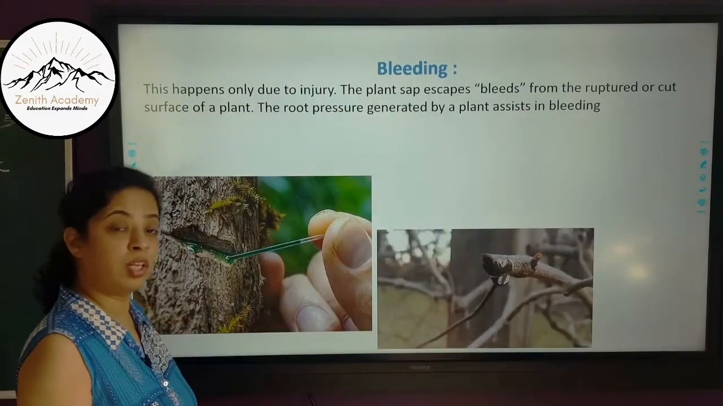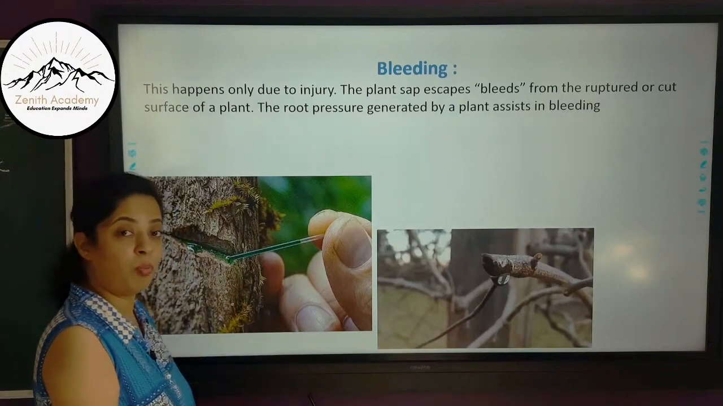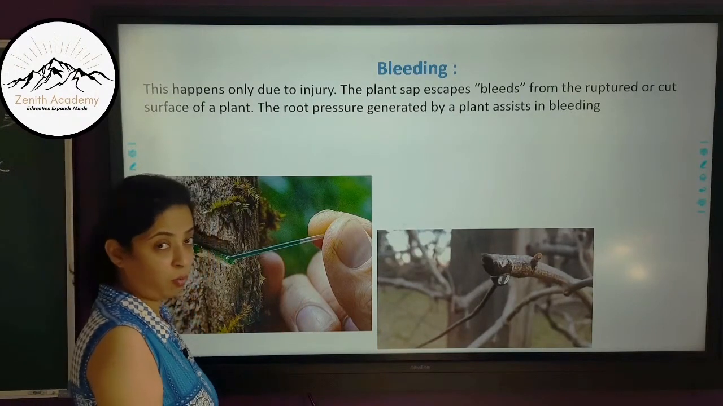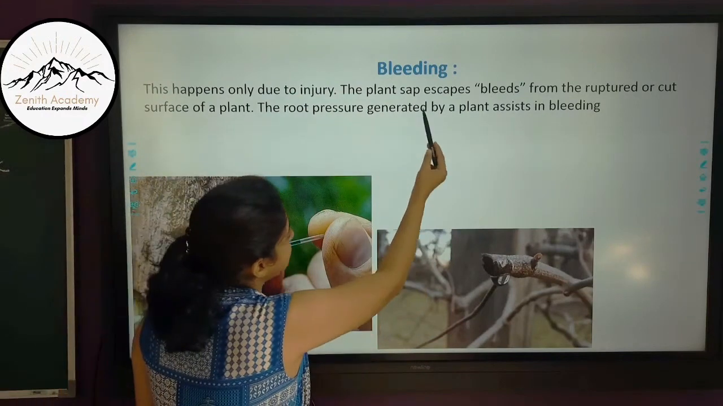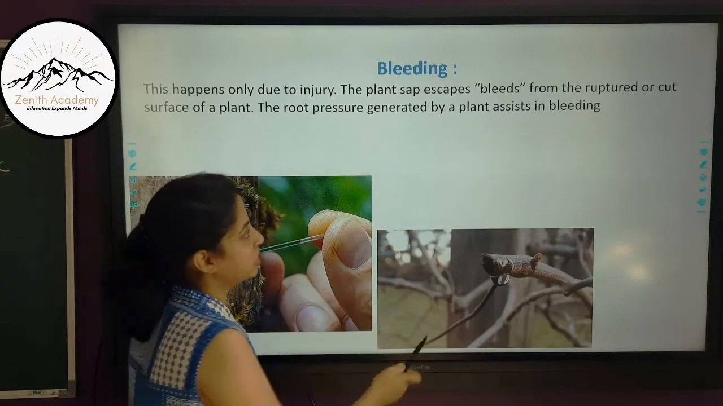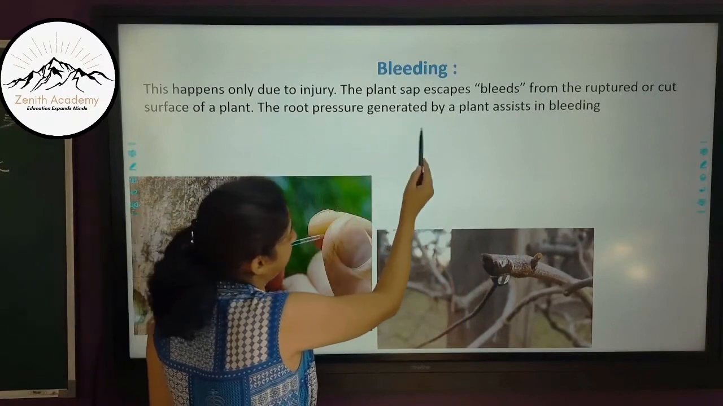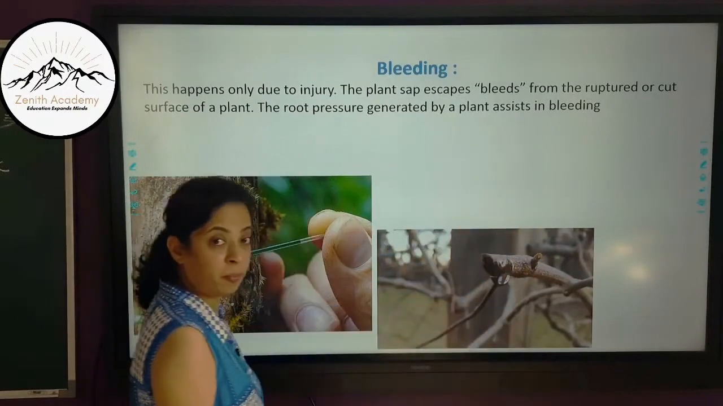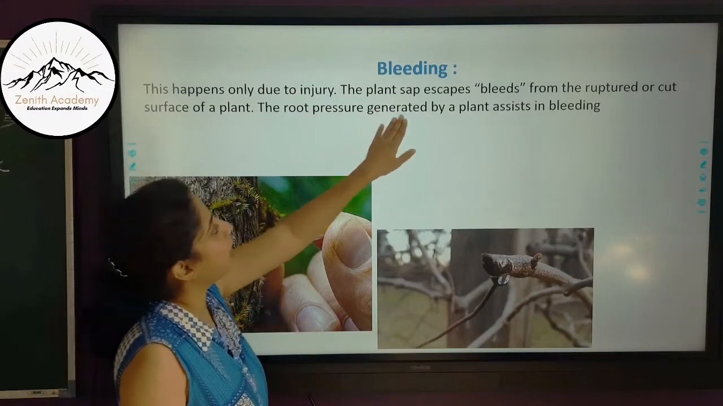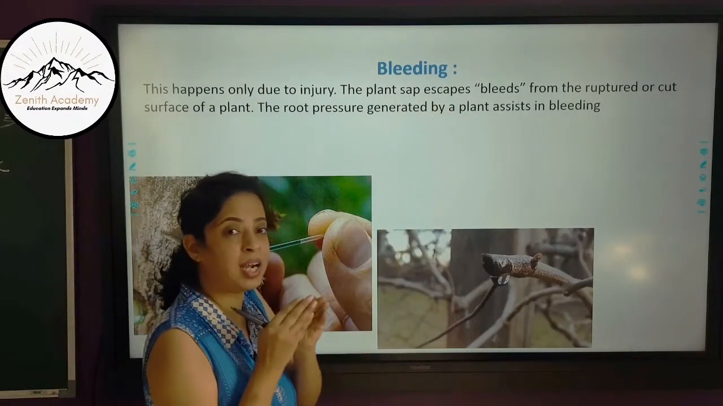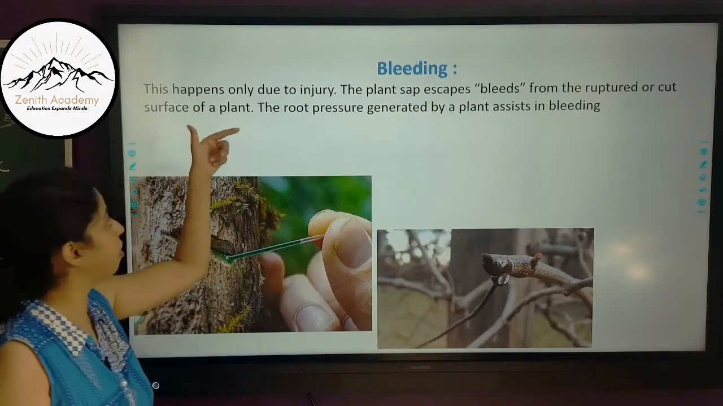Now let's talk about the last part, that is bleeding. Bleeding is another form of loss of water from the plant directly. This happens only due to injury. The plant sap escapes or bleeds from the ruptured or cut surface of the plant. The root pressure generated by a plant assists in bleeding. So whenever there is a cut in the plant, the plant sap comes out, it bleeds from the ruptured or cut surface of a plant.